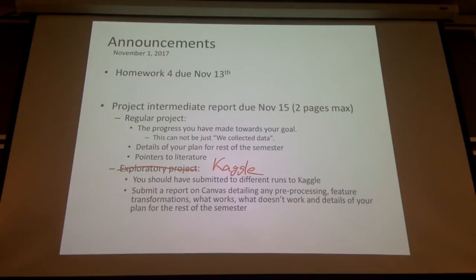All of this should fit in 2 pages. It could just be bullet points, for example. I don't particularly care for the quality of the prose and stuff. I mean, I just need to know what you did.